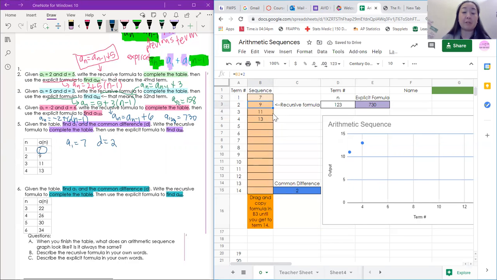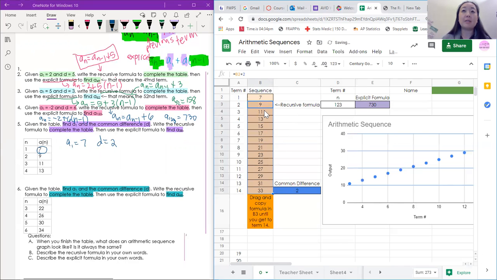So the next 2 numbers should be 11 and 13, right? So I'm going to just drag that formula down. And what do you see? Yep, it is 11, 13. And notice it's all the odd numbers, right? So that's a good way to check.